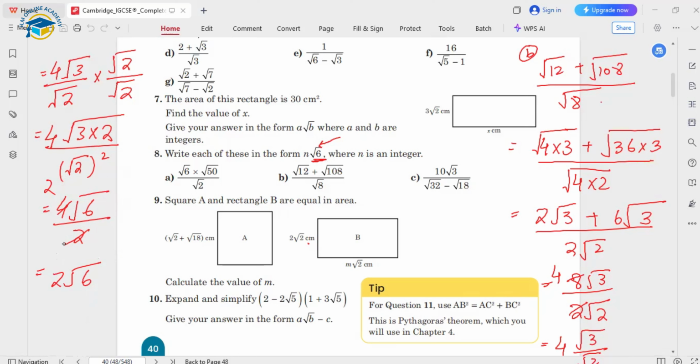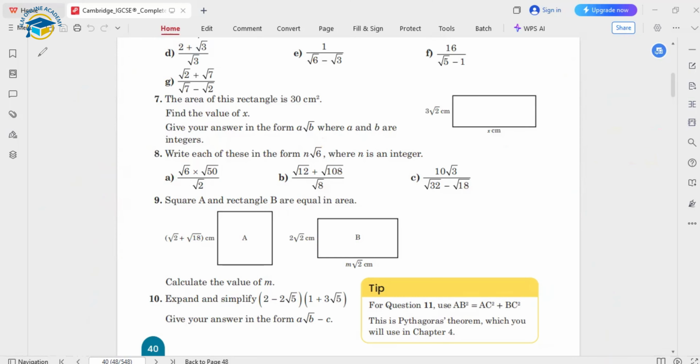Okay, this is your part number B. Hope this is clear. Next, going on with part number C, we have 10 square root 3 over square root 32 negative square root 18. Okay, here as well, we need to go with simplifications first of all, and I can't go directly by dividing because the terms are different and they are being subtracted.